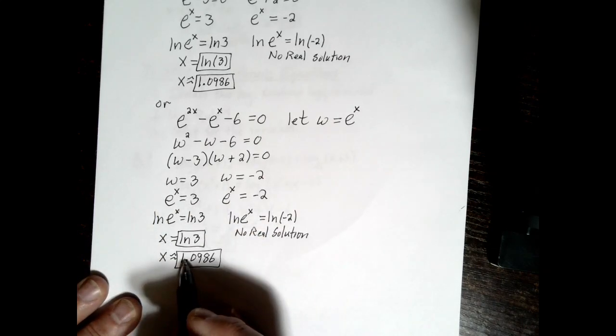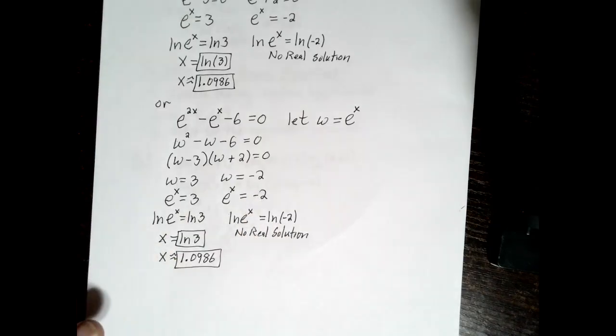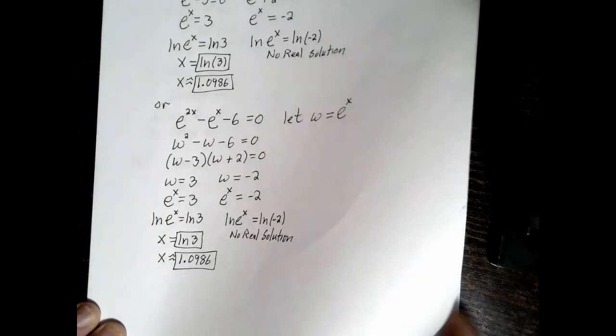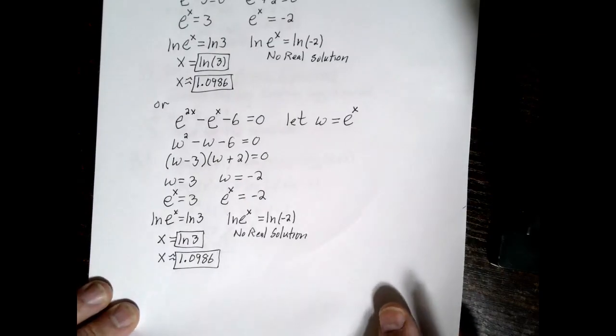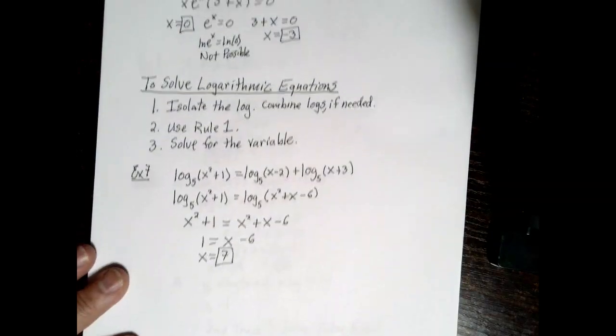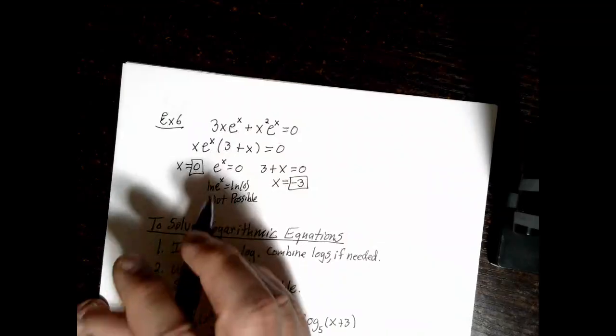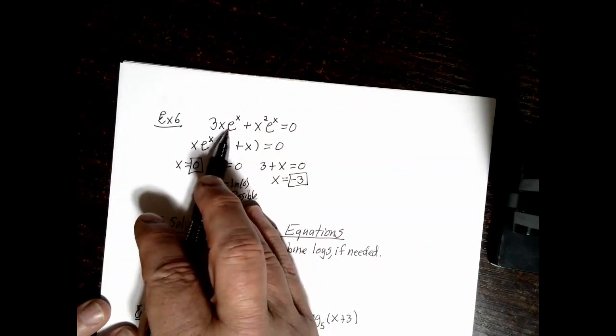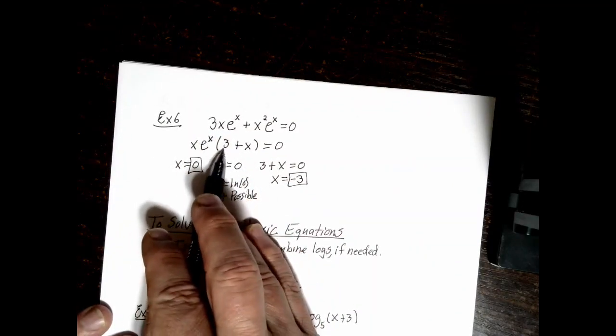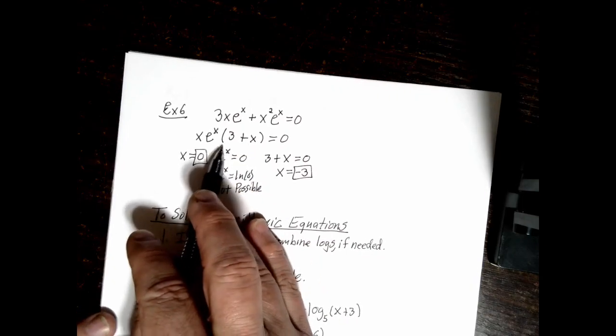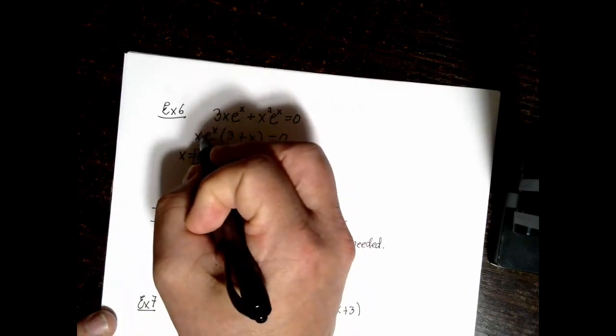Notice on this one you get an actual answer, and this one you get no real solution. It's the same question, I just solved it two different ways. Now example 6, if you factor out an x and an e to the x, you end up with 3 plus x inside the parentheses. And so you get x times e to the x times 3 plus x.